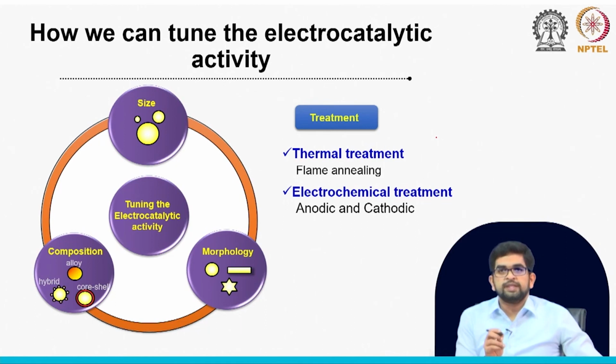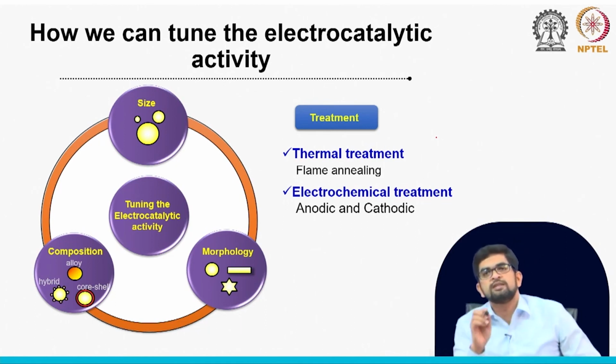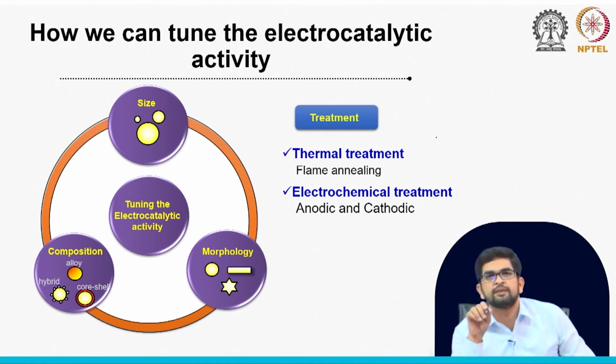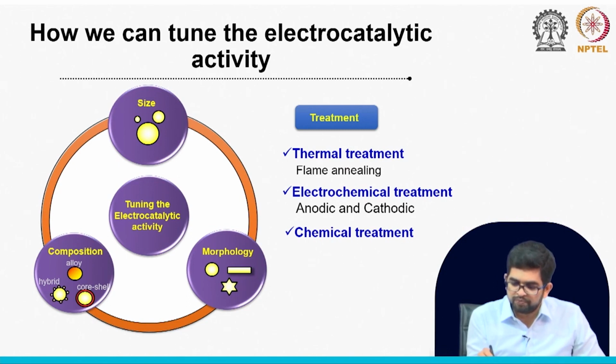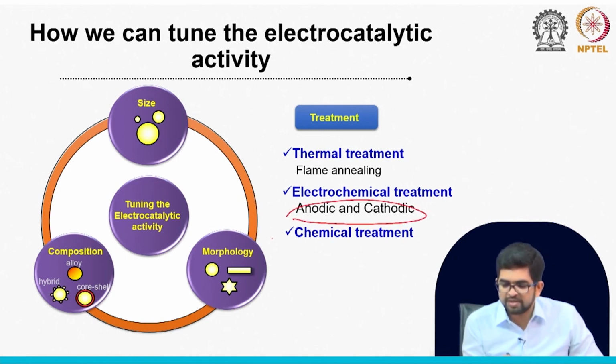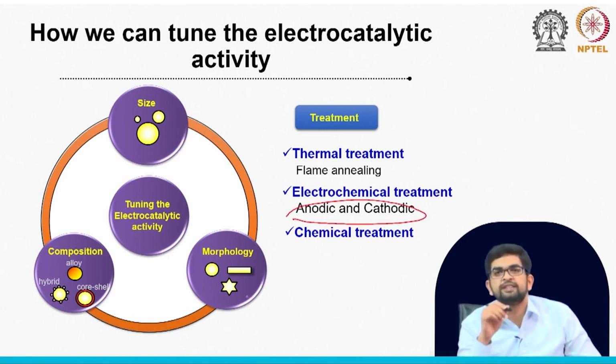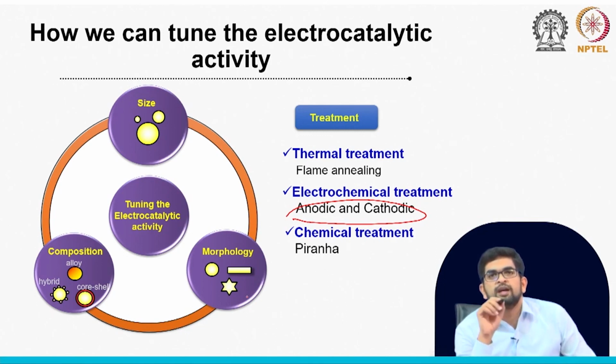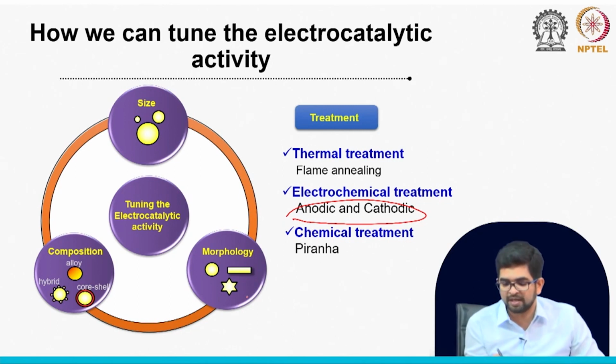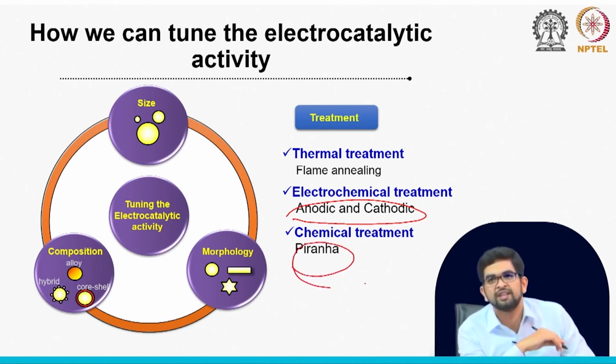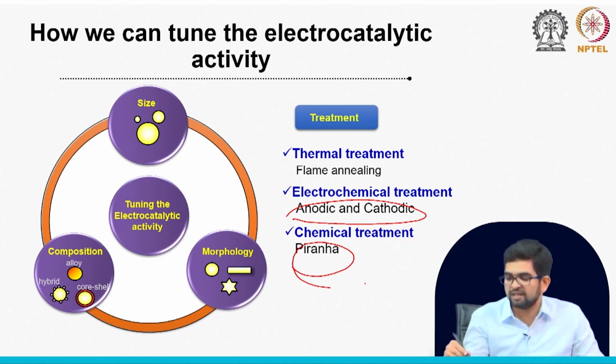Now let's come here. Thermal treatments in these cases, like flame annealing, and electrochemical treatments, like anodic and cathodic treatment. Sometimes this kind of treatment is much simpler than other complex treatments, like flame annealing or piranha. This is also another treatment, that is chemical treatment. You know the mixture, what is the piranha?